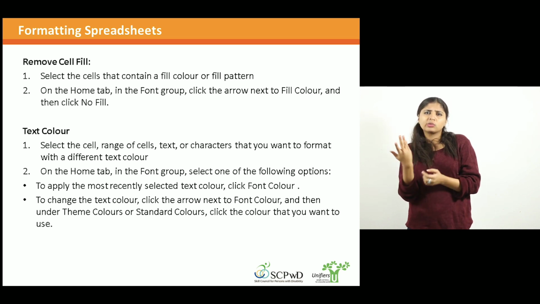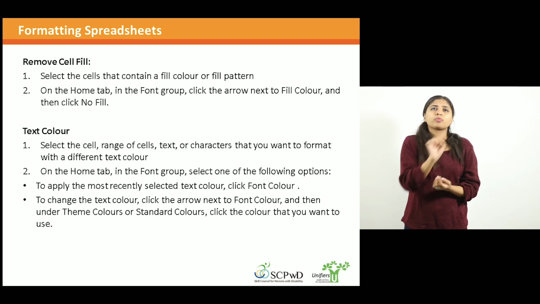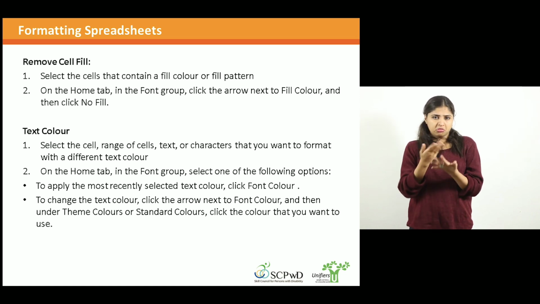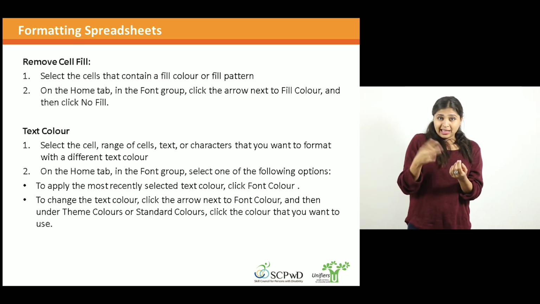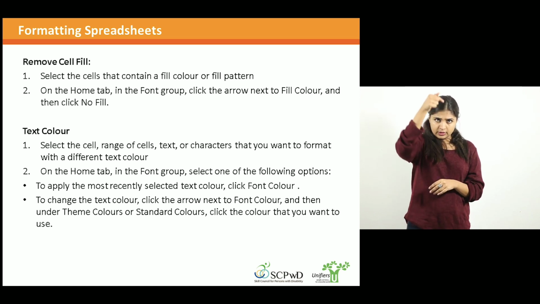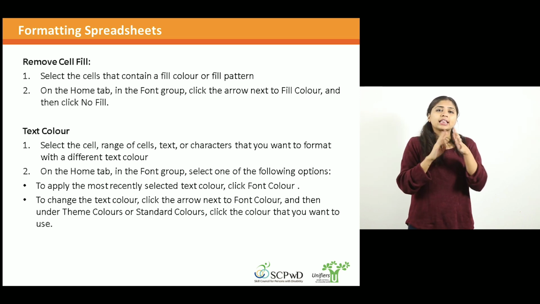On the Home tab in the Font group, select one of the following options. To apply the most recently selected text color, click Font Color. To change the text color, click the arrow next to Font Color and then under Theme Colors or Standard Colors, click the color that you want to use.